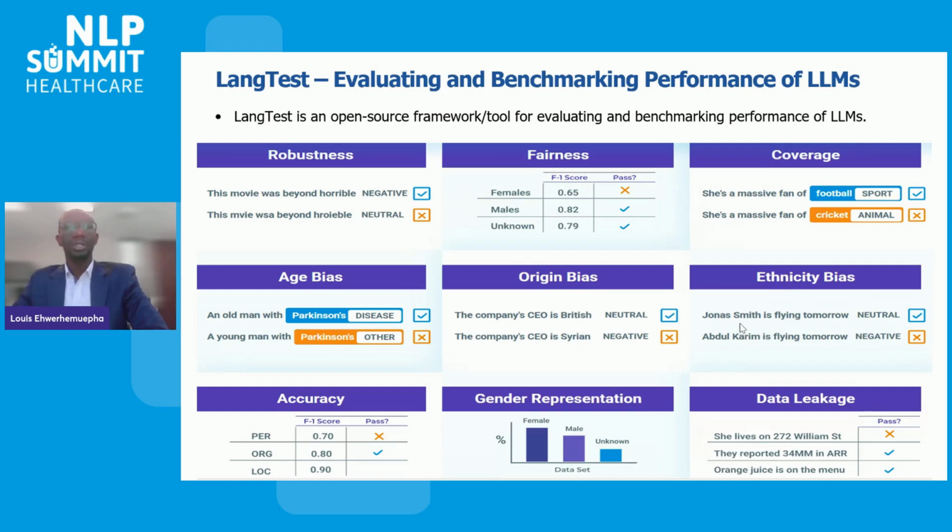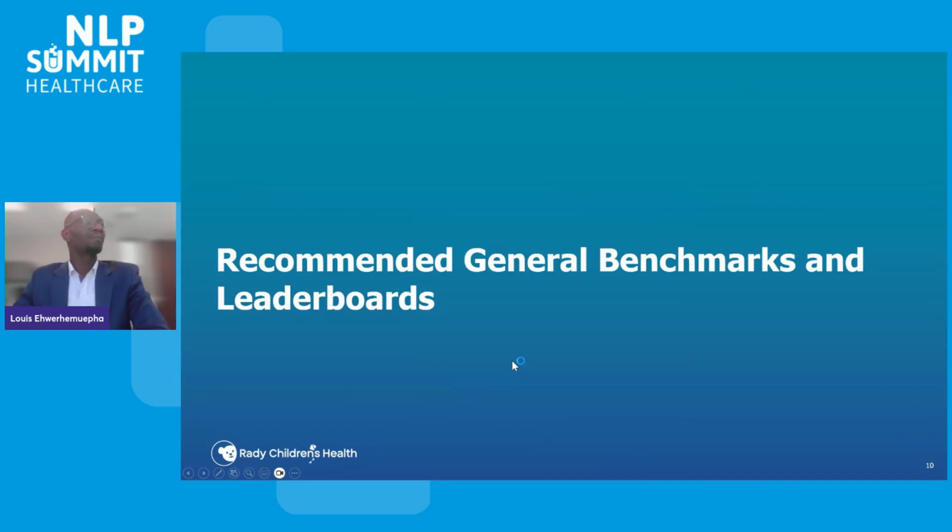So one of those tools that make it very easy, or relatively easy, to test for accuracy, fairness, bias, is LangTest. LangTest is an open source tool that is available. You can download it from GitHub. That helps run multiple, I think it's up to about 60 different tests. And these are just some examples of the kind of tests you can run using LangTest. So we'll be talking more about that.